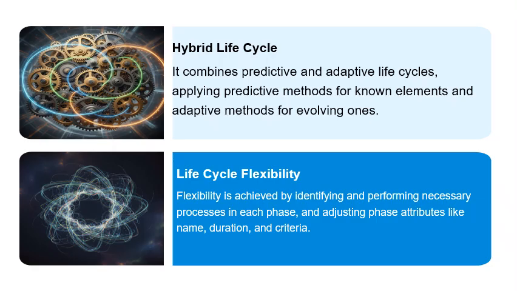Hybrid life cycles. It combines two types of life cycle, that is predictive and adaptive life cycles, applying predictive methods for known elements and adaptive methods for evolving ones. Finally, life cycle flexibility. Flexibility is achieved by identifying and performing necessary processes in each phase and adjusting the phases and their attributes like name, duration, and criteria in the entire project life cycle.